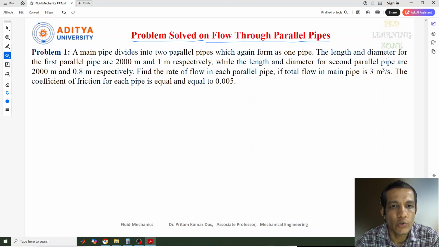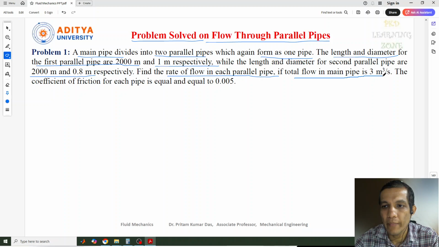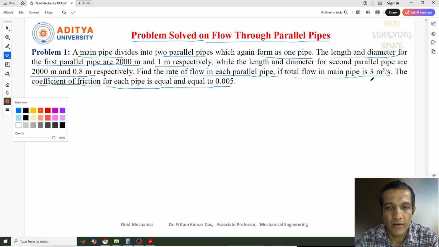A main pipe divides into two parallel pipes. So one pipe is divided into two parallel pipes, which again form one pipe. The length and diameter for the first parallel pipe are 2000 meter and 1 meter respectively, while the length and diameter for the second parallel pipe are 2000 meter and 0.1 meter respectively. Find the rate of flow in each parallel pipe if the total flow in the main pipe is 3 meter cube per second and the coefficient of friction for each pipe is equal to 0.005. So it's very simple.